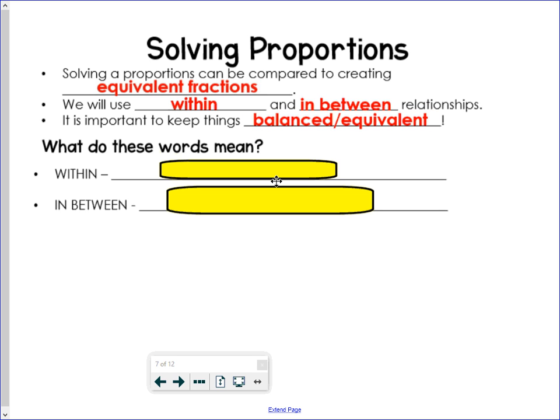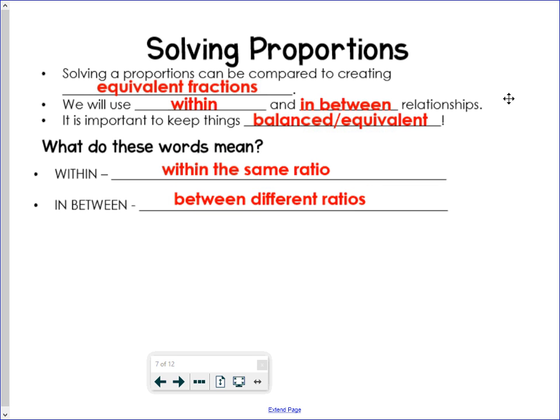And don't forget, during these notes, if you ever need to pause and rewind or anything like that, make sure you do so. All right, within, what do these words mean? Within this same ratio. So within the same ratio, basically up and down. In between is between the different ratios, so you're going across the ratios. So we got within and we got in between.